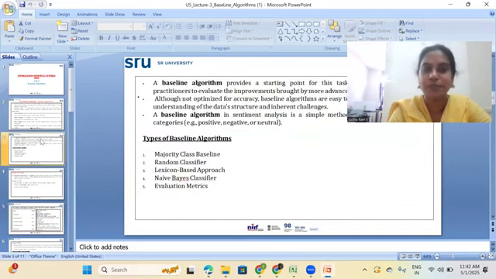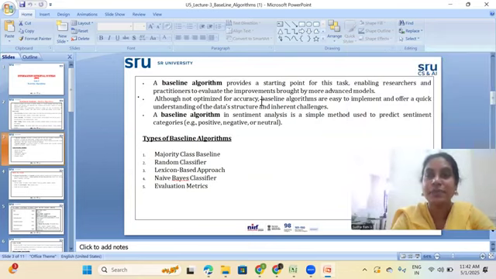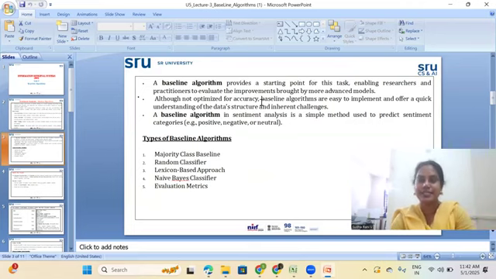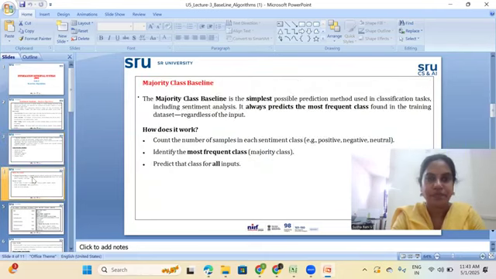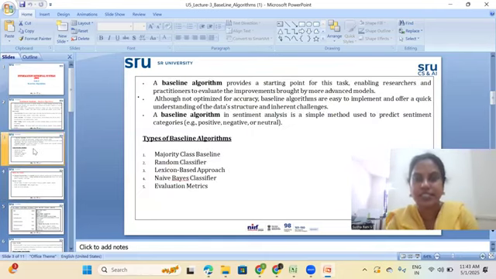Now, coming back to baseline algorithms. A baseline algorithm in sentiment analysis is a simple method used to predict sentiment categories, either positive or negative. So in sentiment analysis, we use baseline algorithms to categorize the positive and negative classification. Here we have the baseline algorithms: majority class baseline, random classifiers, lexicon-based approach, Naive Bayes classifier, and evaluation metrics.